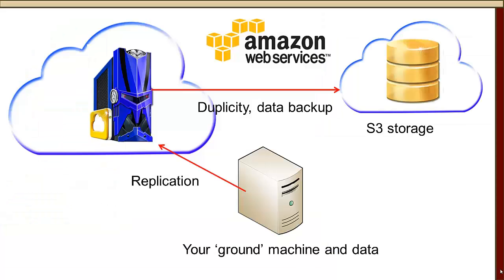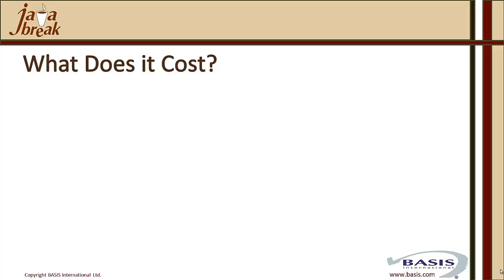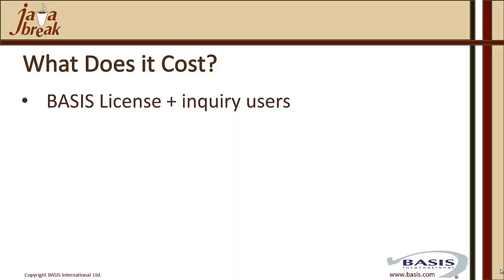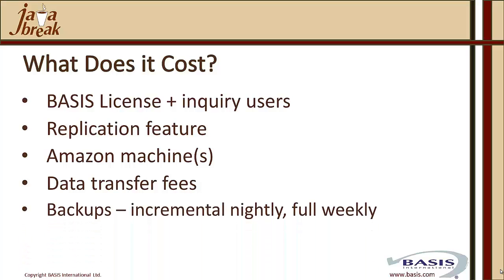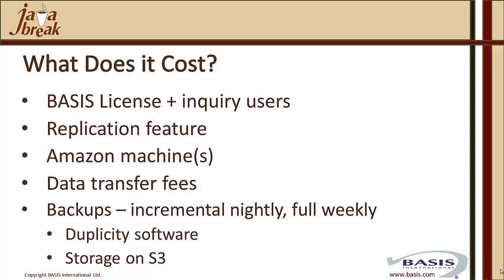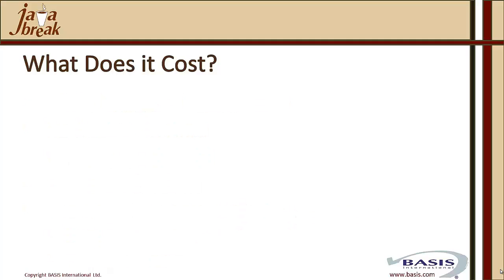There are lots of backup protocols in use out in the field, and most of them can be incorporated into this simple model. So what does all this functionality cost? We would be considering your Basis licenses, the replication feature, the cost of the Amazon machines, and any data transfer fees that Amazon might include, the cost of the backups for those incremental nightly or full backups that we would do weekly, the cost of the duplicity software, which is responsible for creating that data snapshot, and the actual storage in S3.